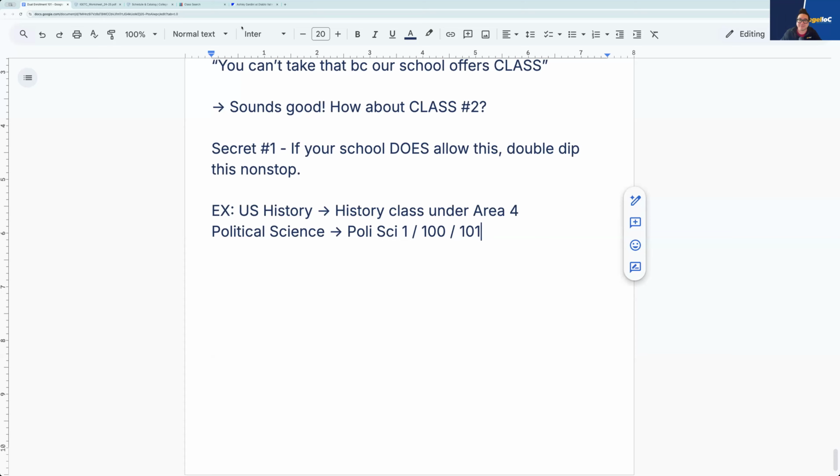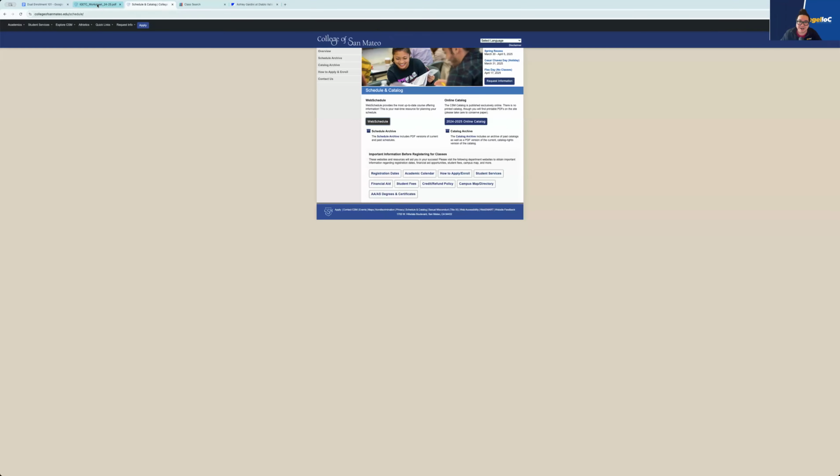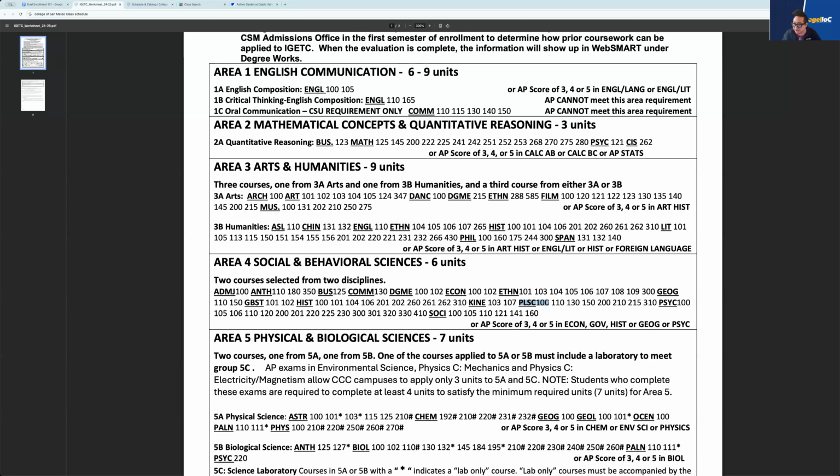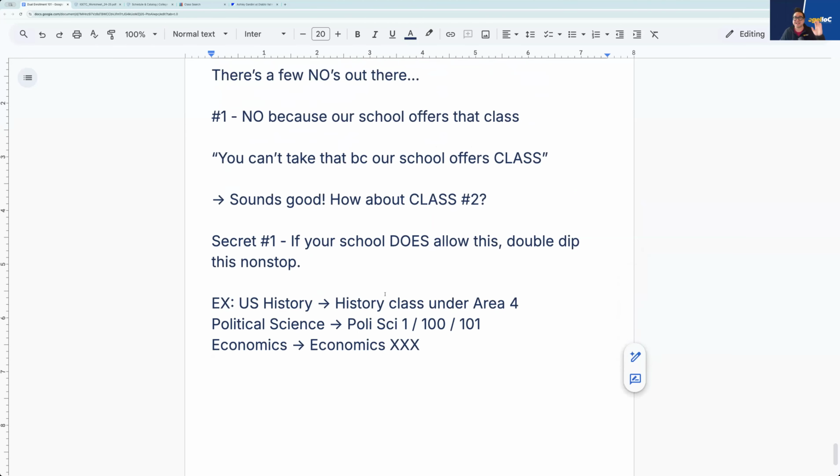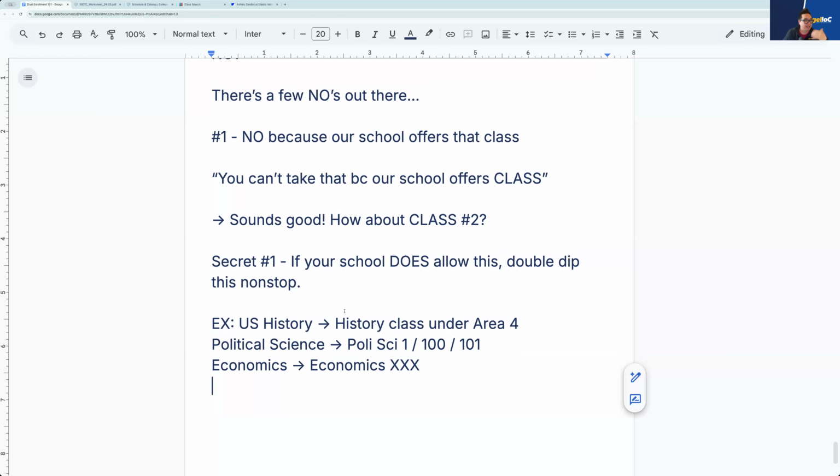So for example, in theory, if your school allowed this, Poli-sci 100 at this college is the exact requirement for political science at the high school. You can do that. Same thing with economics, 100, 102, one of these numbers. Economics can be done at the college as well. So a fun little thing, if your school does allow you to double dip, you can totally fulfill a lot of high school requirements with this. So that's number one. If your school doesn't allow it, it's okay, find a different one.